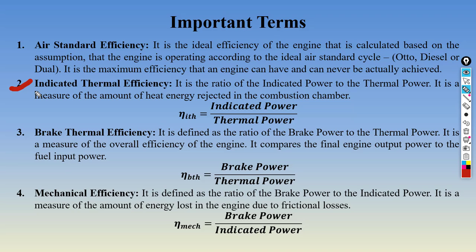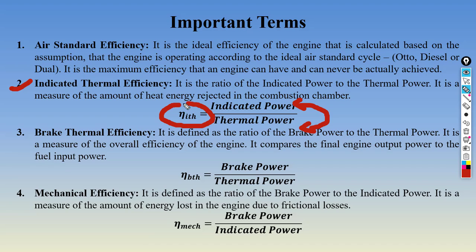Indicated thermal efficiency. Okay, as the name suggests, indicated thermal efficiency is the ratio of indicated power to thermal power. What is indicated power? Indicated power is the amount of useful power developed inside the combustion chamber. What is thermal power? Thermal power is the amount of power produced due to the combustion of fuel, right? So indicated thermal efficiency is indicated power divided by thermal power.